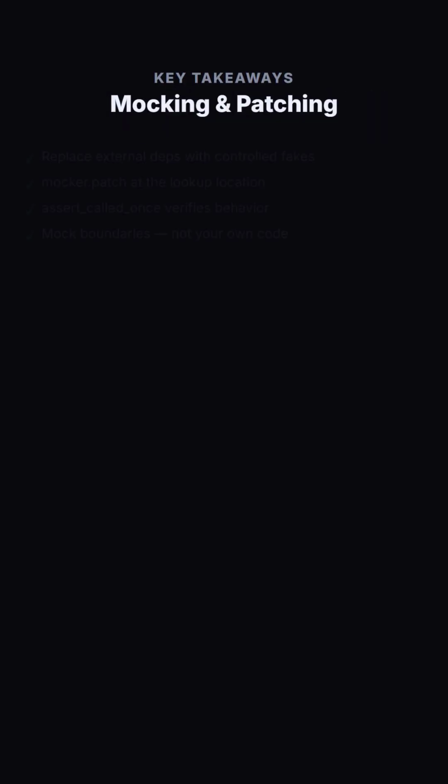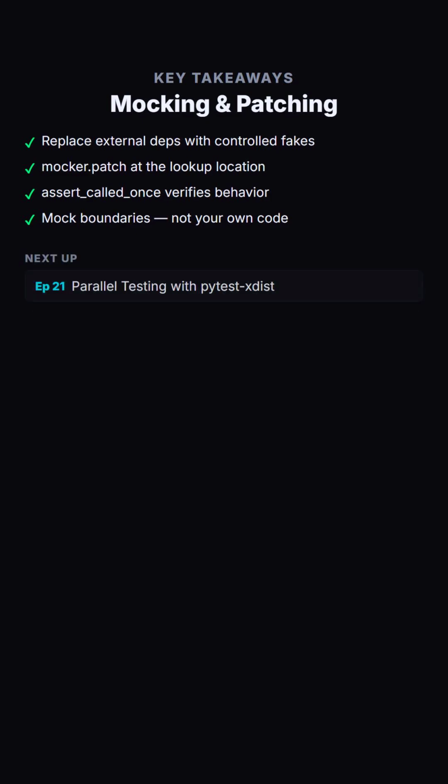Let us recap what we covered in this episode. Mocking lets you replace external dependencies with controlled fakes, so your tests run without network calls, databases, or third-party services. Python's unittest.mock and the pytest-mock plugin give you all the tools you need. The patch function is how you replace a real object at the location your code looks it up. MagicMock records calls so you can verify not just outputs but the exact behavior of your code.